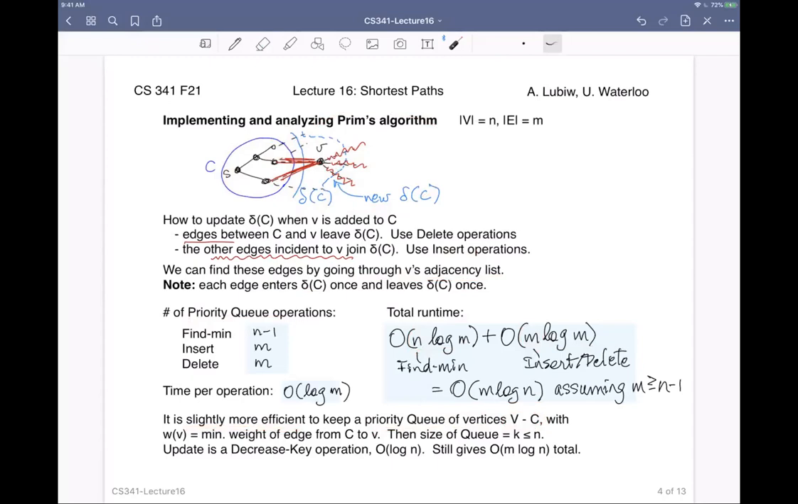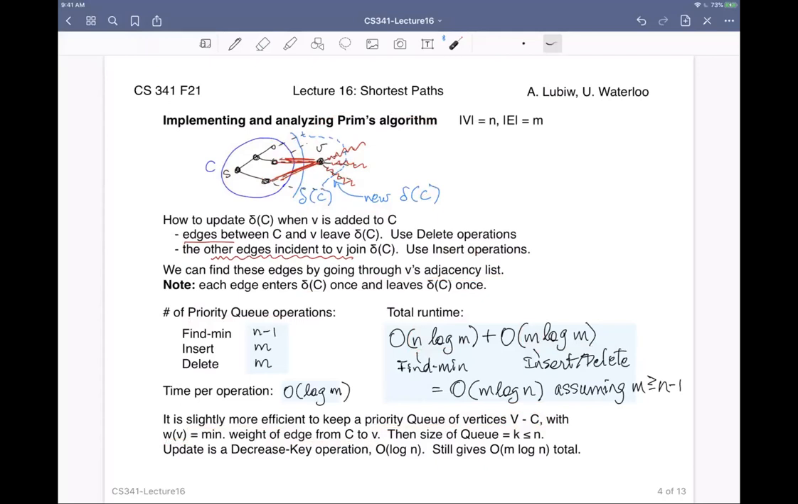So how can we do it by keeping a priority queue of these not yet added vertices? The idea is that we set the weight of a vertex to be the minimum weight of an edge that goes from the set C to the vertex V. So that's what we would have to take into account. Okay, what are the different possible edges that go into a vertex and which one gives me the minimum here?